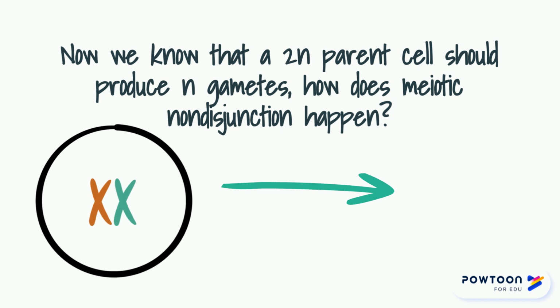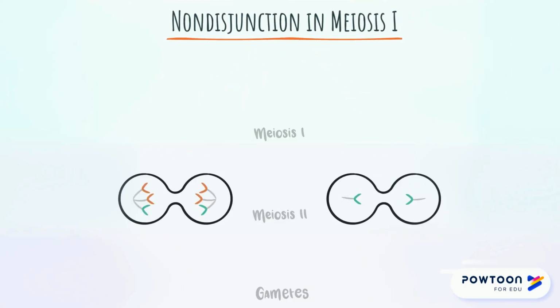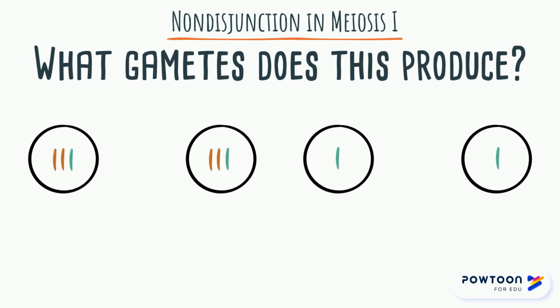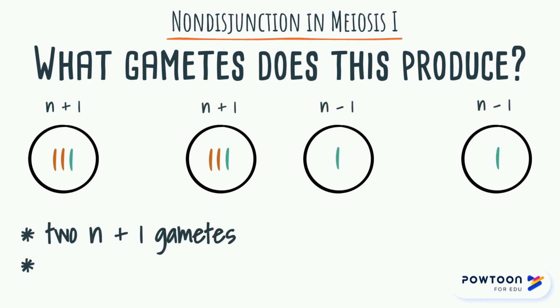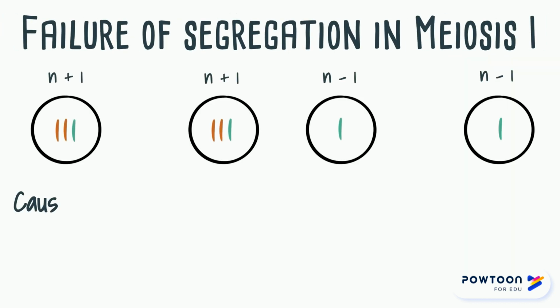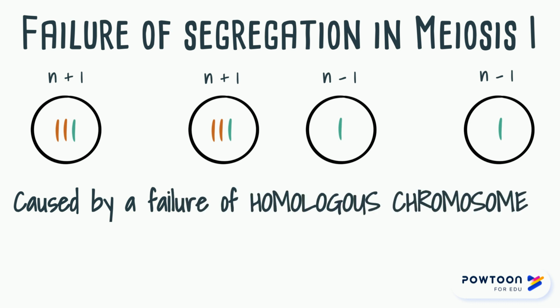Now that we know that a 2N parent cell should produce N gametes, how does meiotic nondisjunction happen? When nondisjunction occurs in meiosis I, there are a range of different gametes that may be generated. Normal gamete has 2 chromosomes per cell. Here we have N+1, which is 3 chromosomes, and N-1, which is 1 chromosome, making no normal gametes. The failure of segregation in meiosis I is caused by a failure of the homologous chromosomes to separate in anaphase I, leading to abnormal gametes.